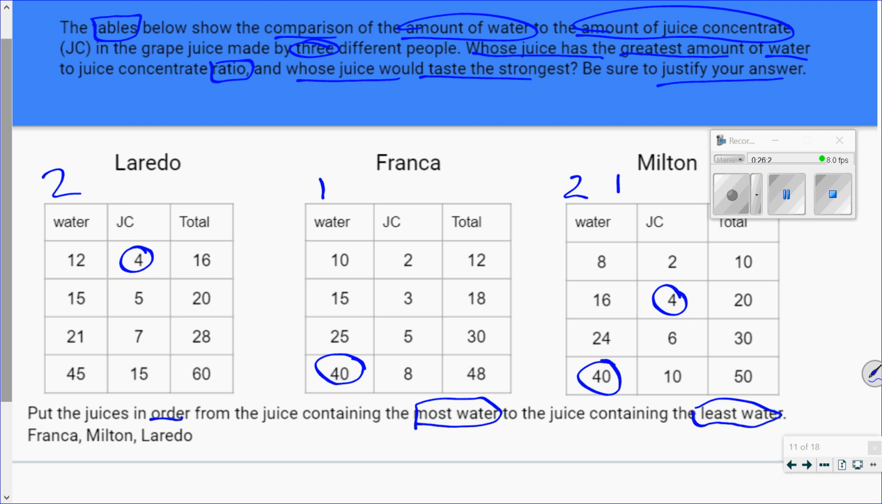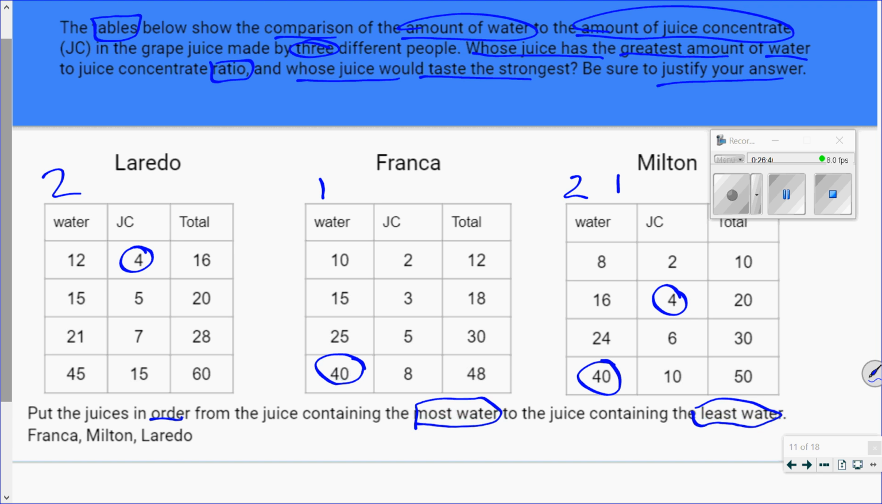We don't? Franca beat Milton. Milton beat Franca. Or Laredo. Is Laredo going to beat Franca? Yes, because he's number 1. No, he's number 2. But Franca's number 1. Will Laredo beat Franca if he already lost to Milton? No, because Franca has more than Milton. So technically, do I need to do any more comparisons? No. Right now, I already know my order.